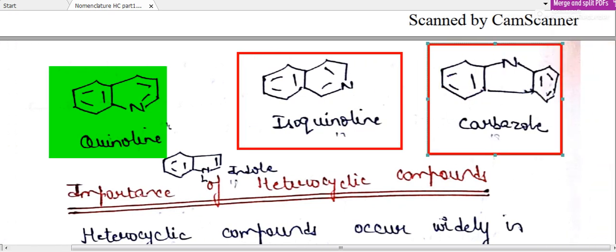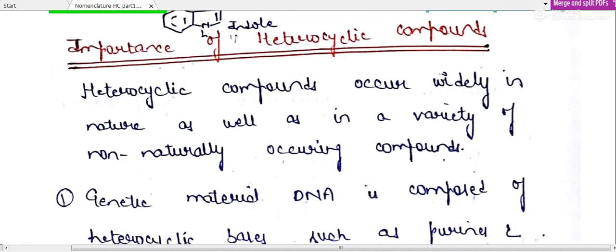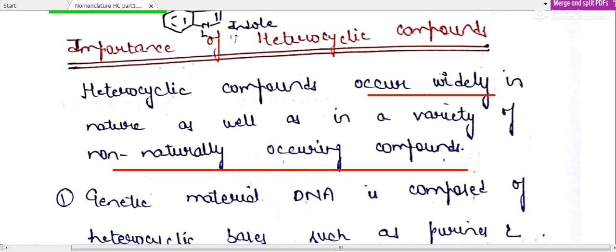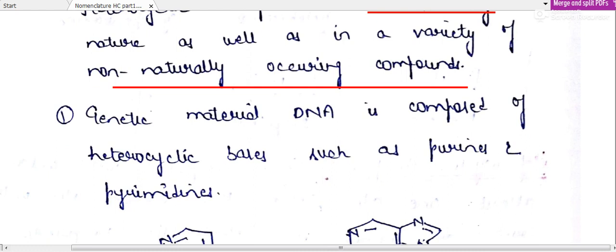Now why do we need to go into heterocyclic compounds? What's the importance of the heterocyclic compounds? Heterocyclic compounds are very, very important compounds. These occur widely in nature as well as non-naturally also. For example, genetic material like DNA is composed of heterocyclic bases such as purines and pyrimidines. In the lecture you have been provided with the structure of purine and the structure of pyrimidine.